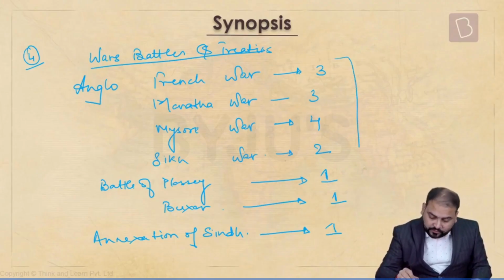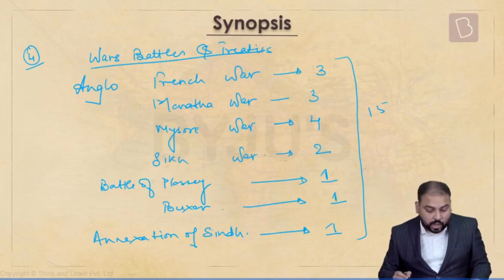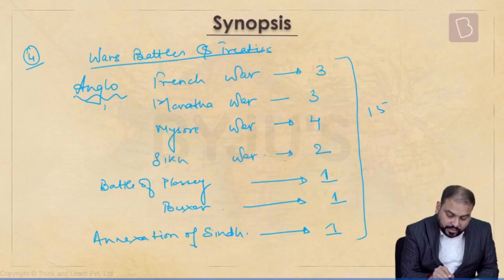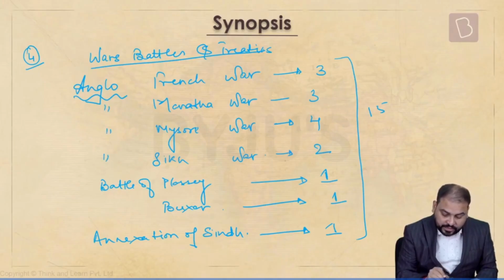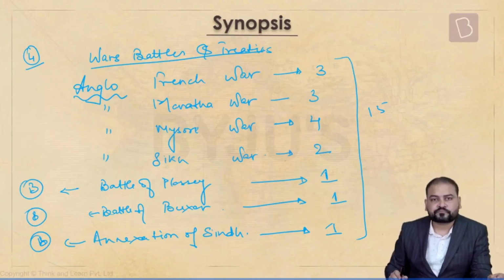And in all these 15 wars and battles, you can see the count. One side is always British: Anglo-Mysore, Anglo-Maratha, Anglo-Sikh. Here also British are on one side. In the Battle of Buxar also one side the British are. And Sindh is also being annexed by them.